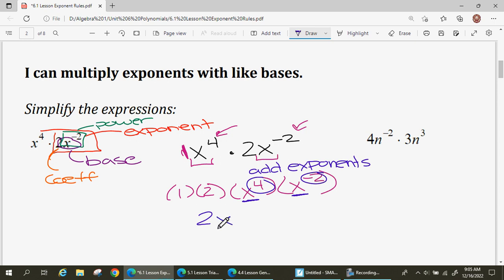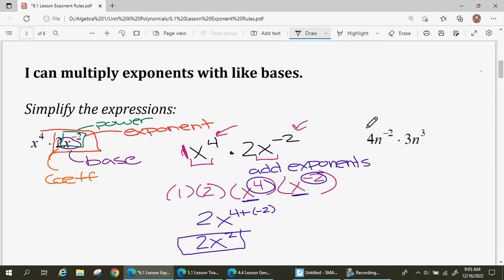So we're going to keep the same base, and we're going to add 4 plus negative 2, and that will be our new exponent. We can simplify that to get 2x to the positive 2. 4 plus negative 2 is positive 2, and we've completed our multiplication.